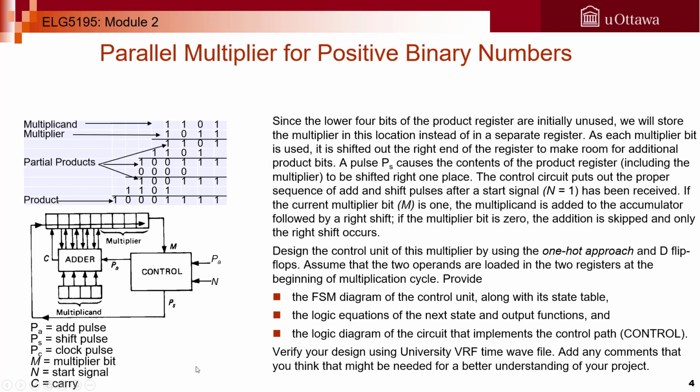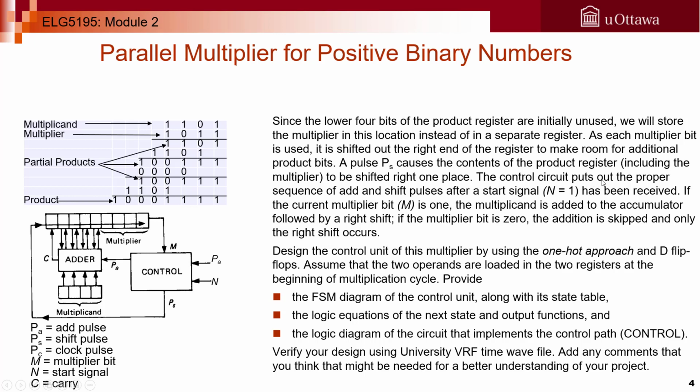Okay, as we can see, in order to perform this, what we have to do is, when you read the problem statement, since the 4 bits of the product are initially unused, we will store the multiplier in this location instead of in a separate register. As such, the multiplier bit is shifted out the right end of the register to make room for the additional product bits. The pulse PS causes the content of the product register, including the multiplier, to be shifted right one place.